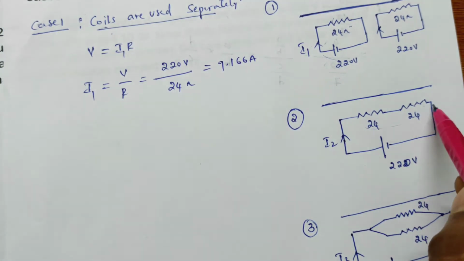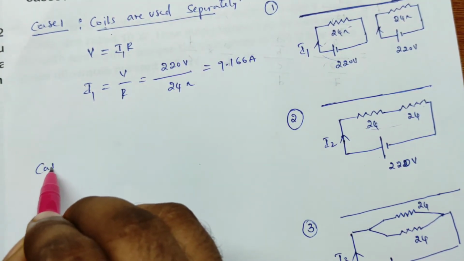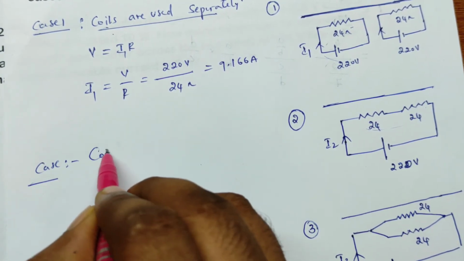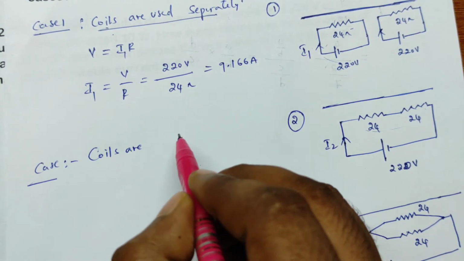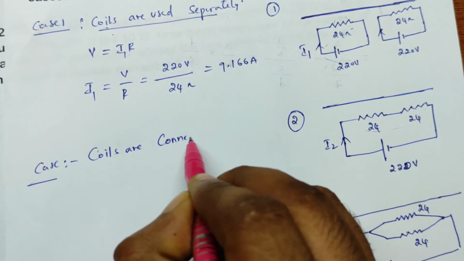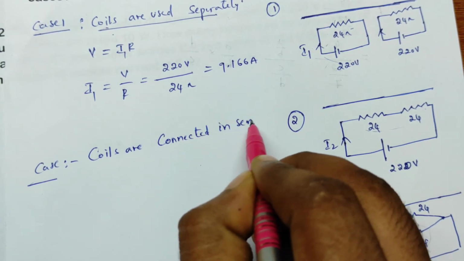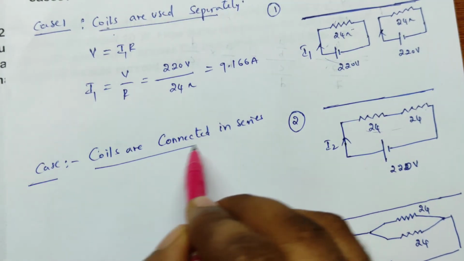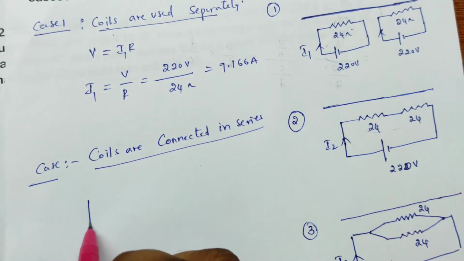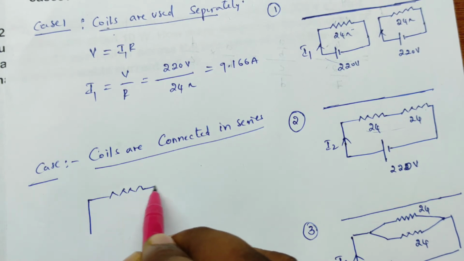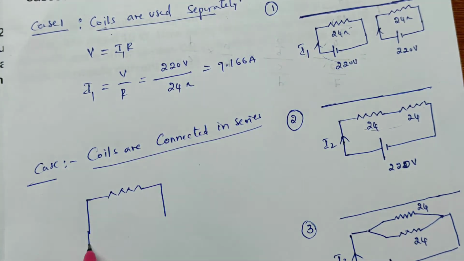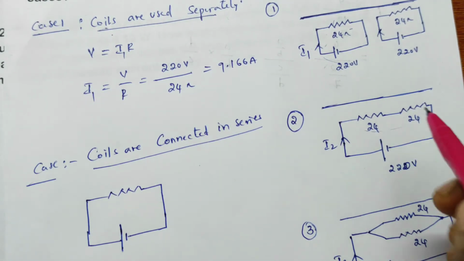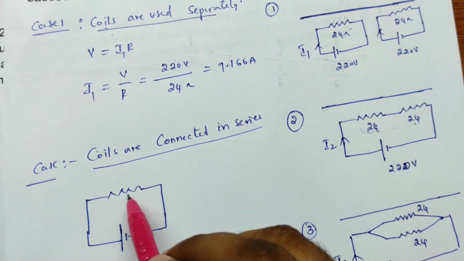In series, what is the equivalent resistance? First we are going to write case 2. So case 2, coils are connected in series. So in this case, the equivalent resistance we should draw. This is the equivalent resistance I am directly drawing here. So this is the normal circuit. These two resistances combined I am going to draw as a single resistance.